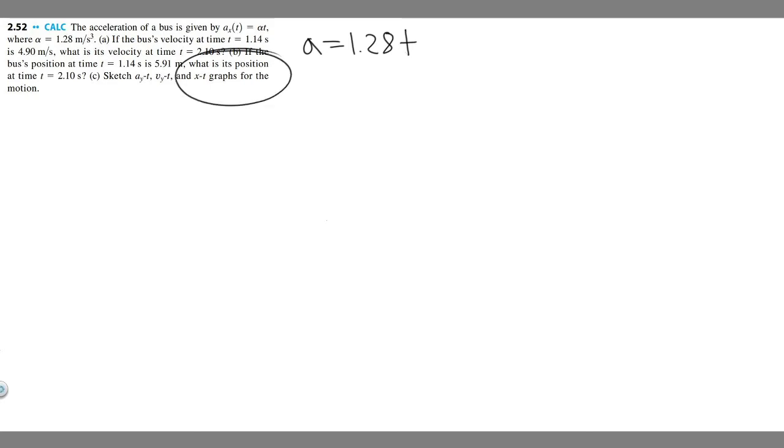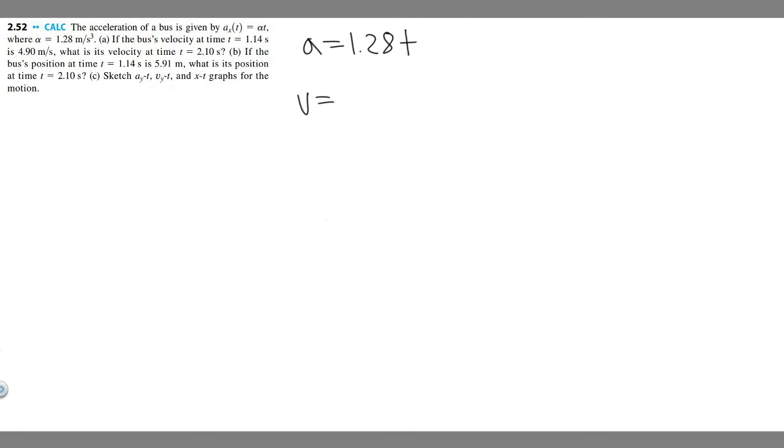So what you want to do is, if you remember from calculus, if you take the integral of an acceleration function, you'll get velocity. And if you take the integral of a velocity function, you'll get position, right? So that's what we're going to use to solve this. So let's take the integral of our acceleration function, and that's going to help us solve for a.